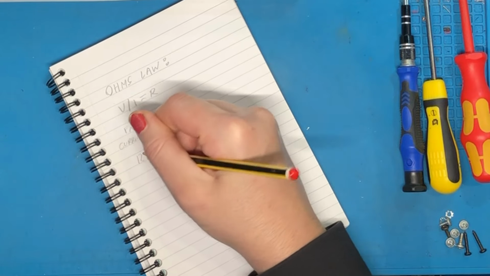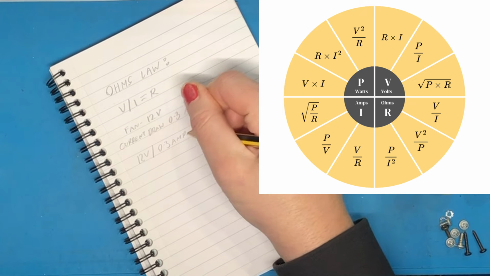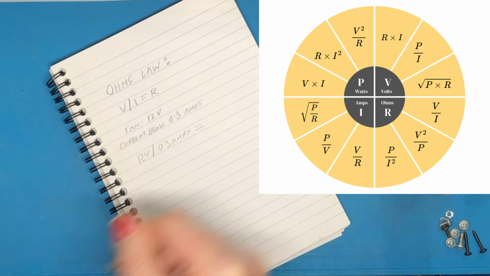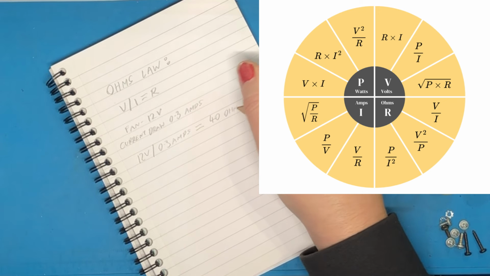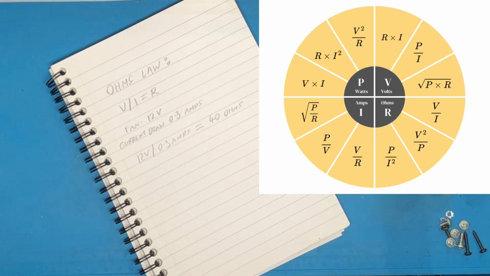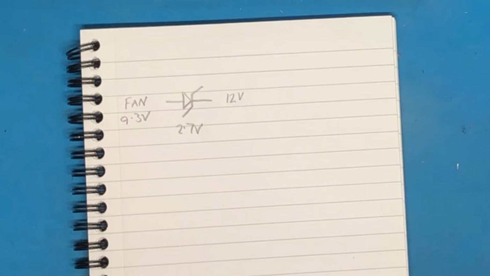So using Ohm's law, if we take the 12 volts and divide it by the fan's current draw of 0.3 amps, we get 40 ohms for the resistance of the fan motor coil. As you can see, volts divided by amps equals resistance. So we're going to run the fan at 9.3 volts because we're going to use a 2.7 volt Zener diode.